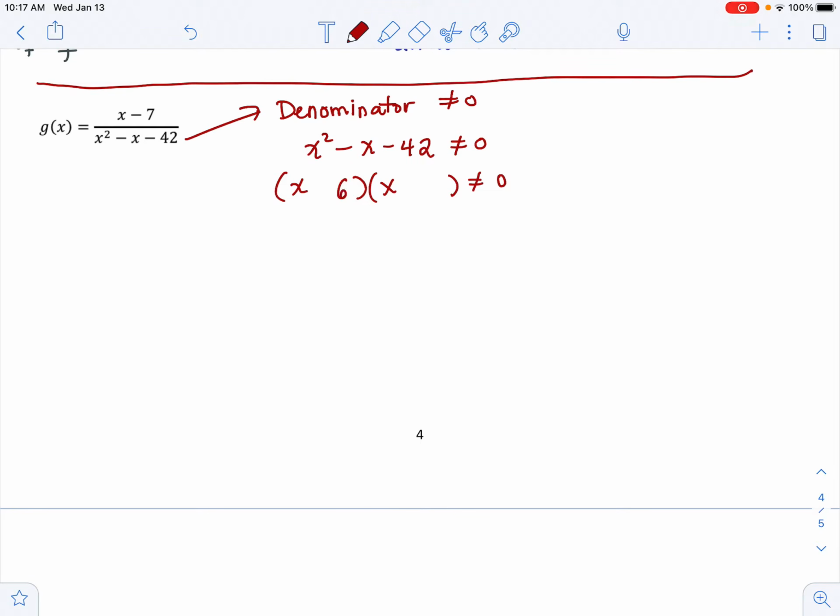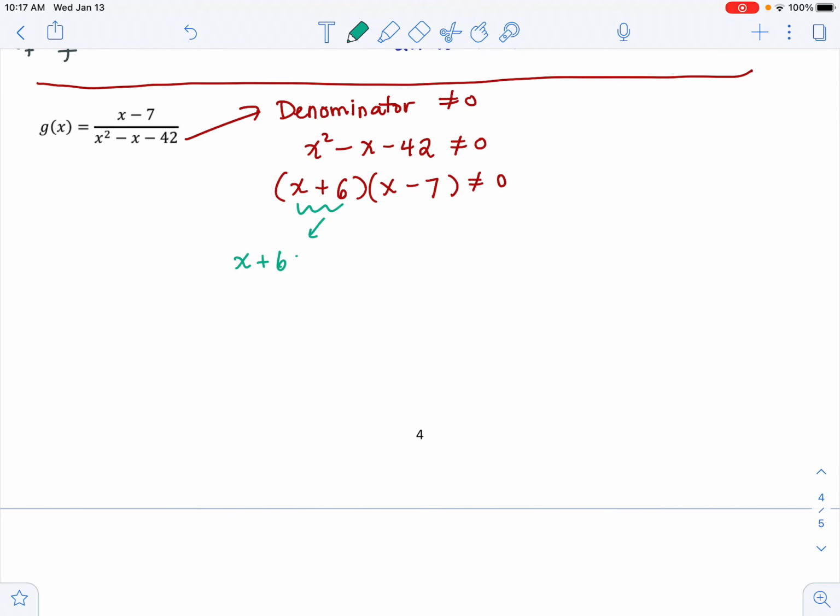Because 6 times 7 is 42. And if I make positive 6 and negative 7, if I add these two numbers, I will be able to get the negative 1 in the middle. So this is perfectly factorable. Now let us solve this by the zero product property.